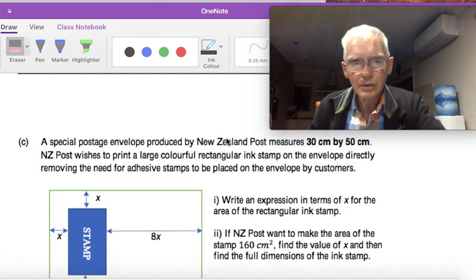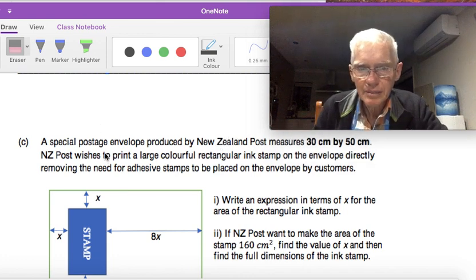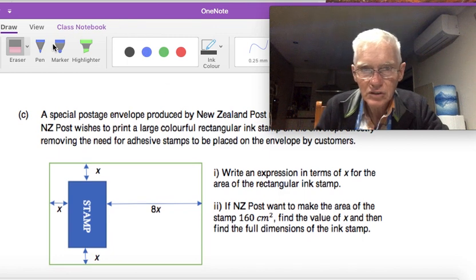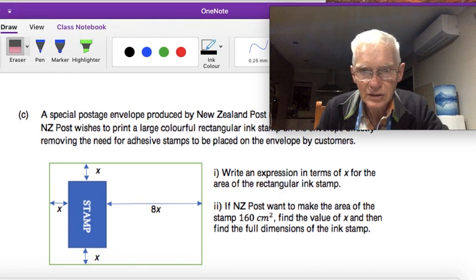Right, here we go with part 3. Part C here. We want a rectangular ink stamp as shown here. The whole thing measures 30 by 50. So this here would be 50. I'll just get my pen. 50 that way and 30 that way.